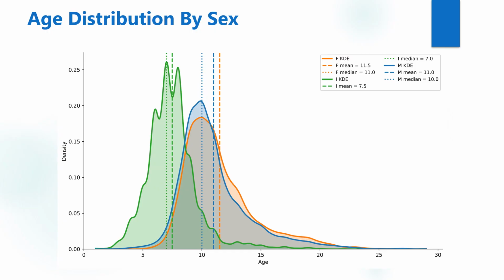So right here, we're getting an idea of the age distribution by sex, and it's very important to note that there are three different distributions here, and that's because sex is non-binary in this data set. So there's an infant, a male, and a female outcome for the sex variable.